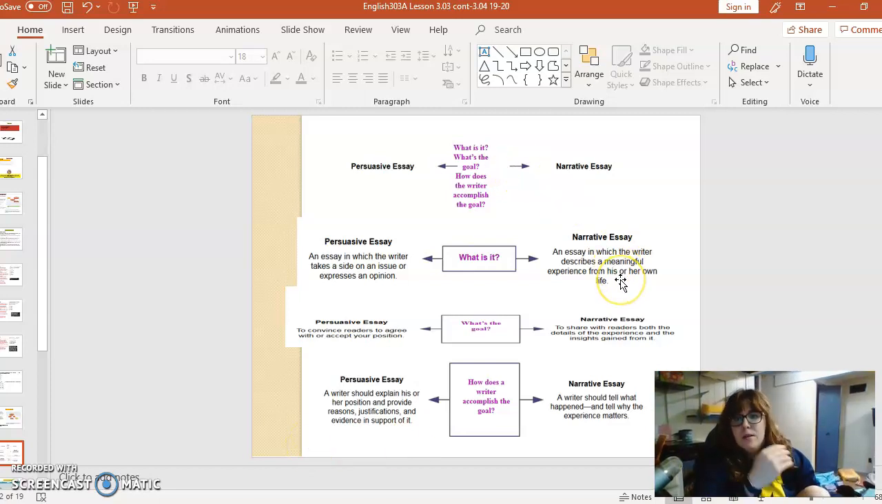Narrative essay, you're talking about some meaningful experience in your life. The goal is to get your reader to understand your experience and what you've learned from it. If you've accomplished your goal, you're telling what happened and why it mattered.